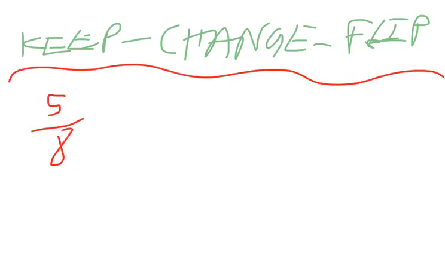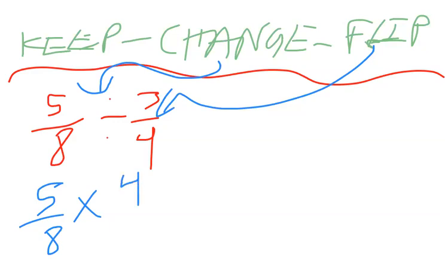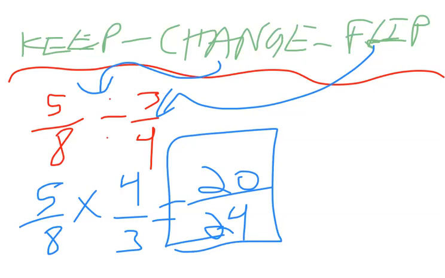So let's do an example. 5/8 divided by 3/4. All right. So you keep the first fraction, which is 5/8. You change this division sign into a multiplication sign. And you flip this last fraction, literally flip it, so it's 4/3. And then you just do multiplication as normal. So it's 5 times 4 is 20, 8 times 3 is 24. And that's your answer. You can simplify this, but you don't have to. All right, that's how you do division.